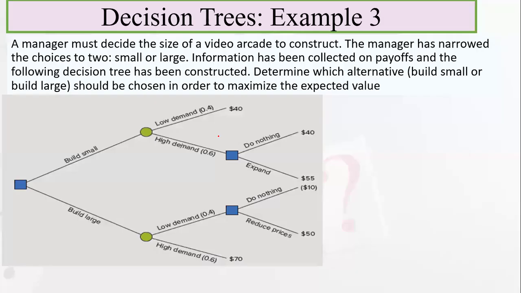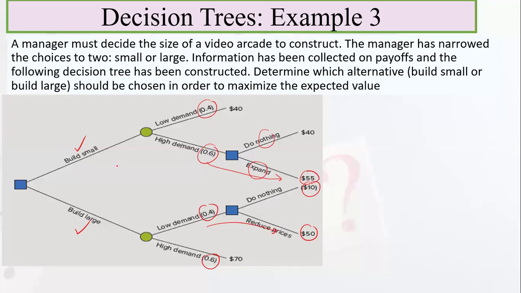So take the example here. The numbers are given to you here. Build a small one, build a big one. And then the demand is 0.4, that means 0.6. But here, do nothing or expand. There are two things you do. You get this one. Obviously, that is better. This one, do nothing, I'll get minus 10 something. Obviously, this one is good.